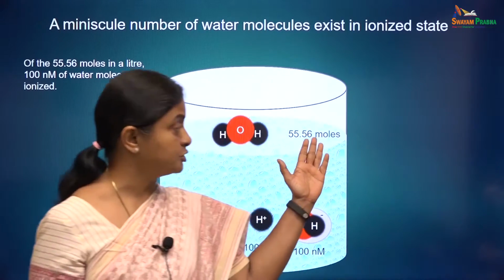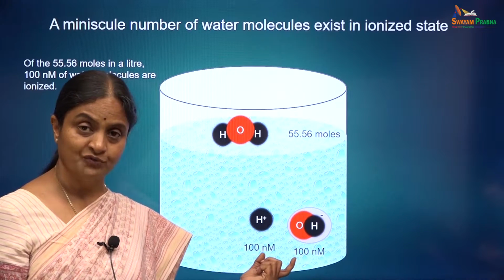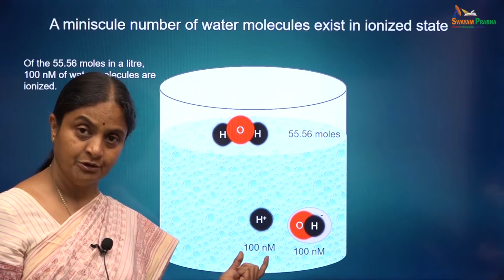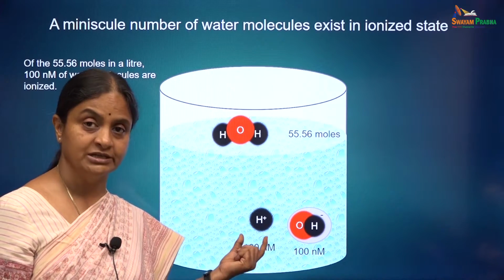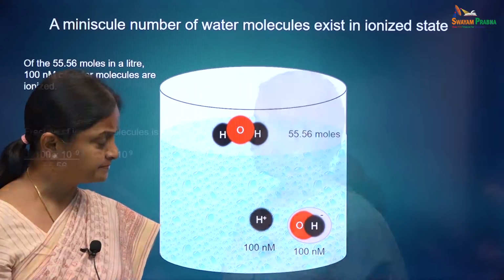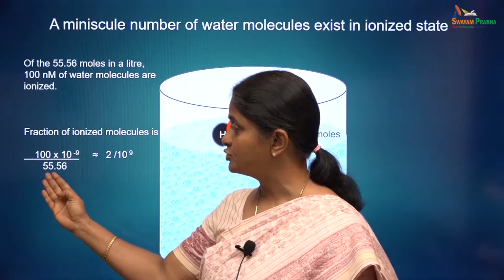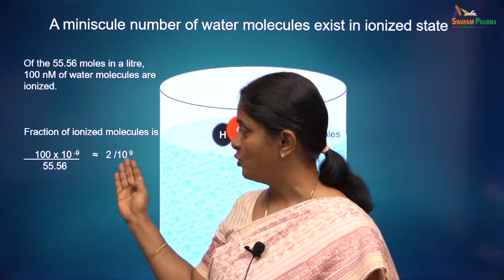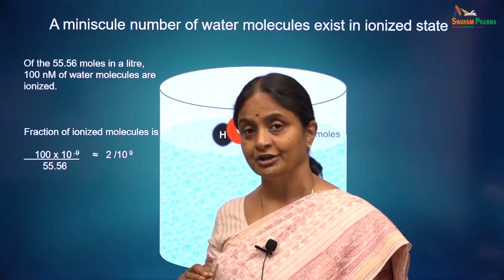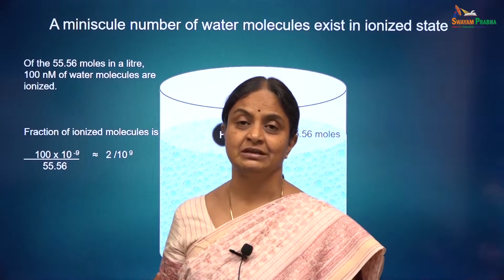So, those are the stable water molecules, let us say, and a very small amount, 100 nanomoles of water molecules, are in the ionized state, giving you 100 nanomoles of free hydrogen ions, which is what keeps the pH of water at 7, and an equal amount of free hydroxyl ions. So, the fraction of the ionized molecules would be 100 nanomoles over 55.56 moles, and that gives us a little less than 2 ionized water molecules for every billion stable water molecules.